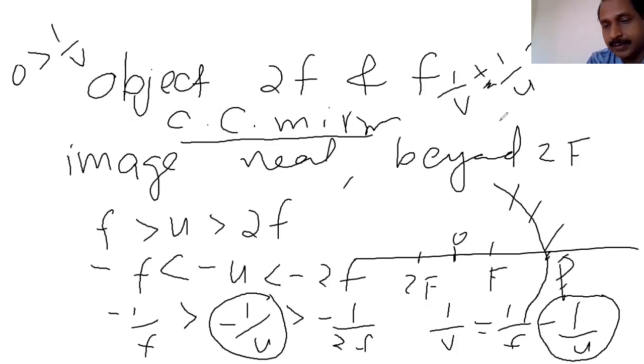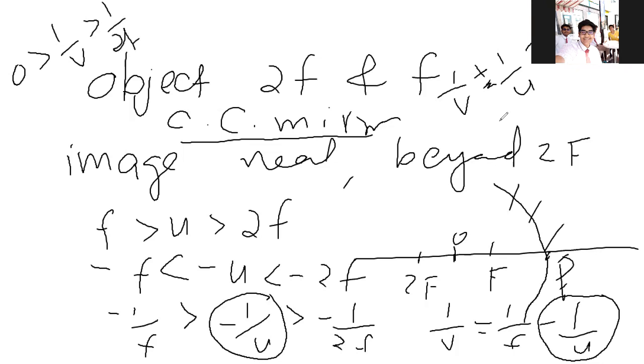Then 1 by 2f. Now you take the reciprocal again. Now one part is already proved. All the values are less than 0, right? If 0 is greater, that means v is negative, right? V negative for a mirror means it's real. For a mirror, v positive is virtual and v negative is real, opposite for the lens. So now you proved the image is real.